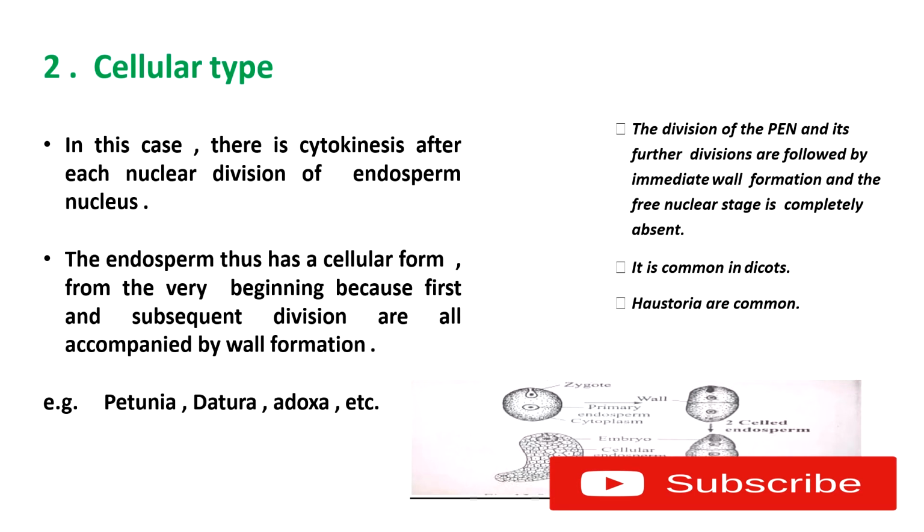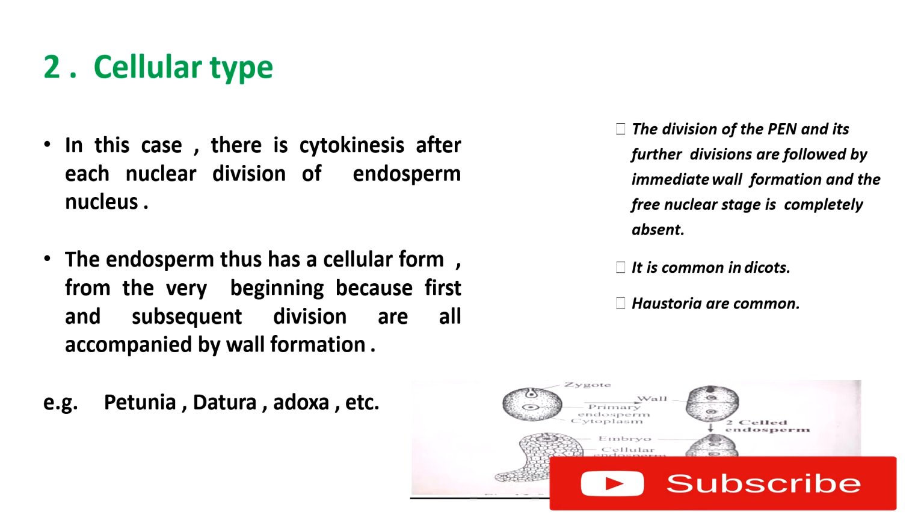And in the case of cellular type, as the name indicates, the cellular type means there is a cytokinesis after each nuclear division of the endosperm nucleus, which means the first division is immediately followed by the cytokinesis, or the cell wall formation. The term cytokinesis means the cell wall formation. You can see the endosperm is thus cellular from the very beginning, and there is no free nuclear stage there.